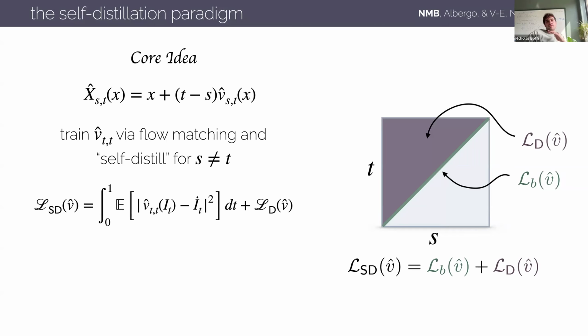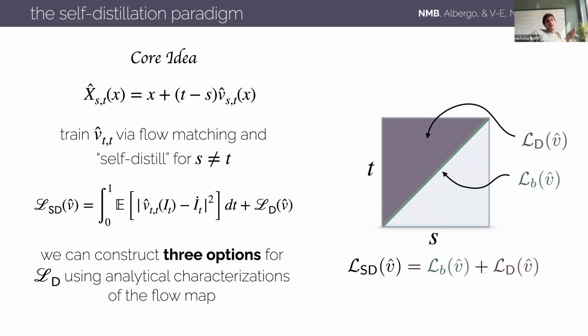And the second term is some kind of distillation objective. It turns out that we can construct three options for distilling the flow map using various analytical characterizations that I will get into later. In fact, I will probably just go into one of them because there's enough detail on the language modeling stuff for this talk. But as I said before, I can give a whole talk just on flow maps where I wax poetic about how to choose between the different options for distillation.